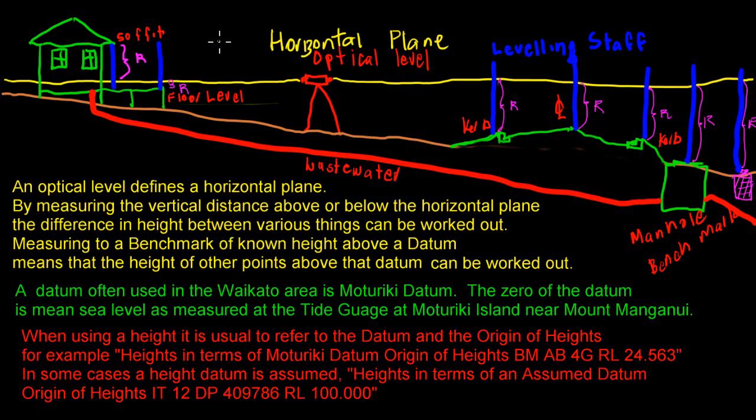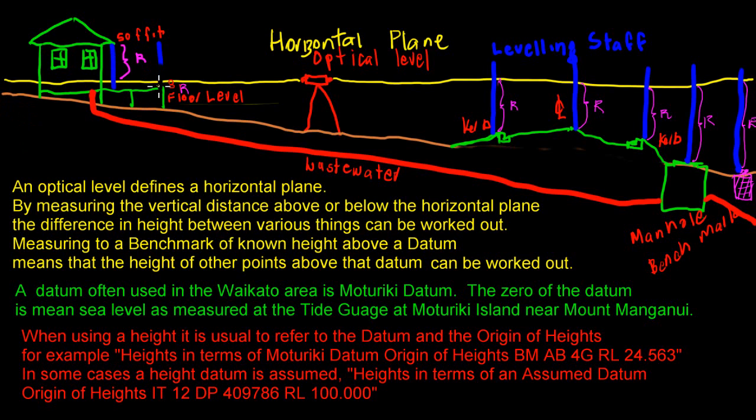An optical level, essentially its basic function, is that it defines a horizontal plane, and then by measuring the vertical distance above or below that horizontal plane, the difference in height between various objects can be worked out from the readings that we take. I've shown the readings here as R. You'll notice that this one is where the staff is upside down, so the reading is taken from the bottom of the staff and downwards. These are usually shown with a negative sign when we're writing them.